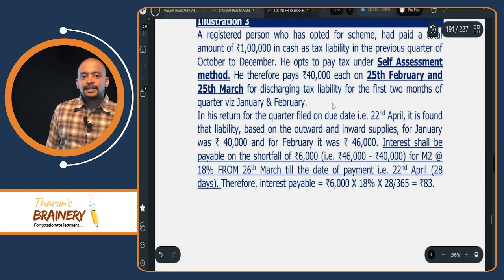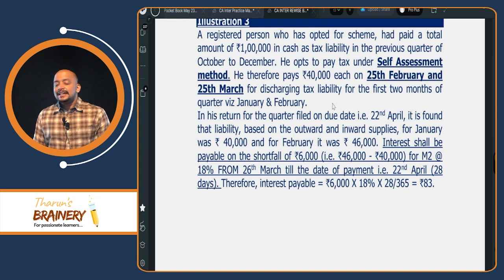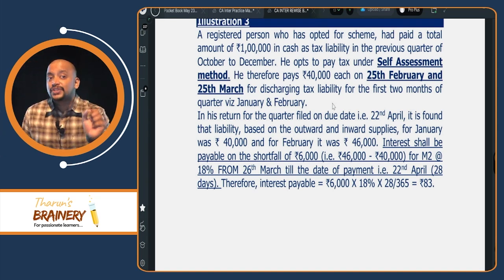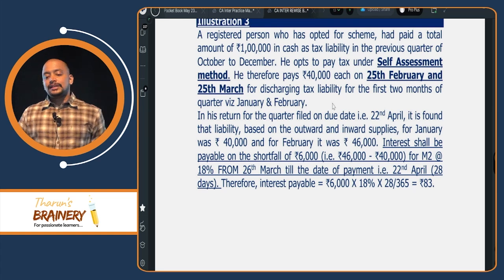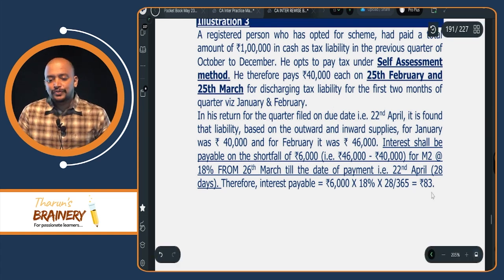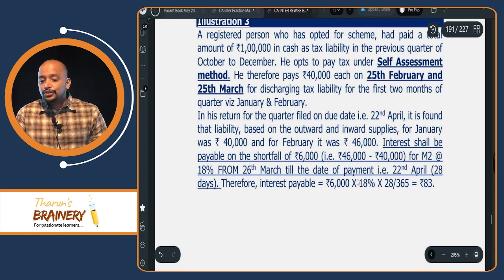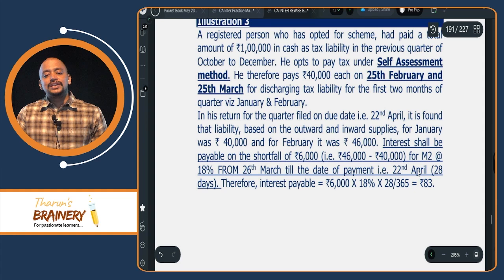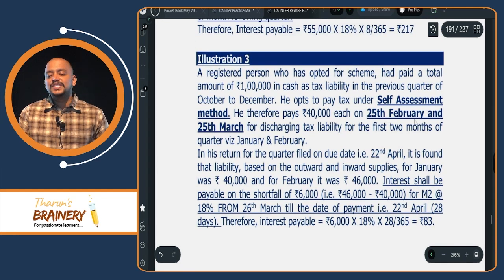Means how many days delay? In March 6 days, April 22 days. So for 28 days he need to pay interest on how much? 6,000. 6,000 into 18% into 28 by 365. Even though it is filed on GSTR 3B due date, but then also he is paying interest because this is which method? Self-assessment method. Understood?